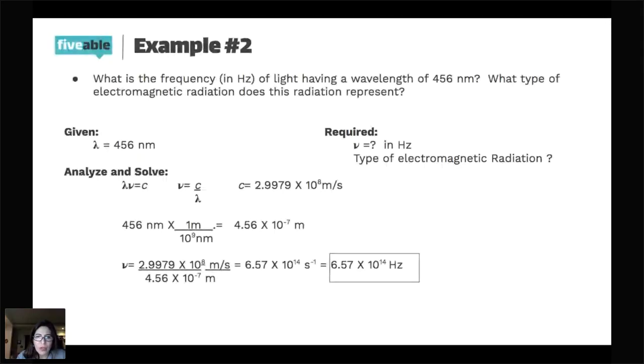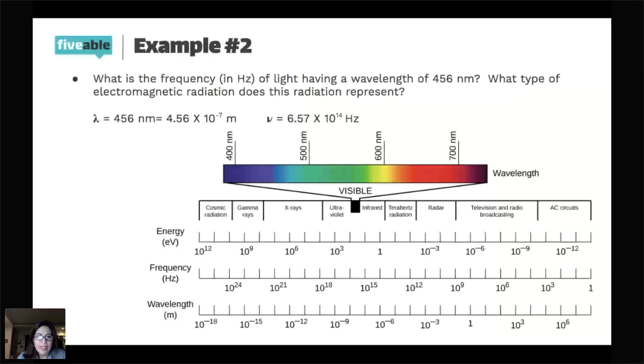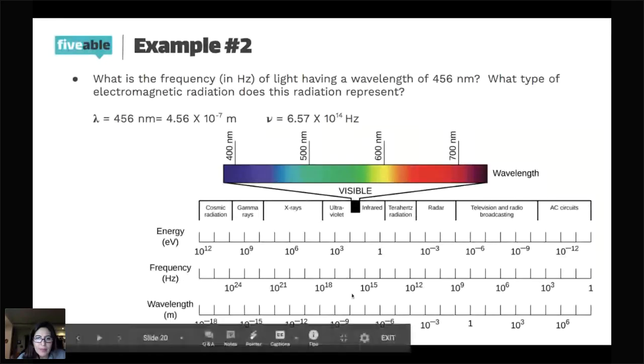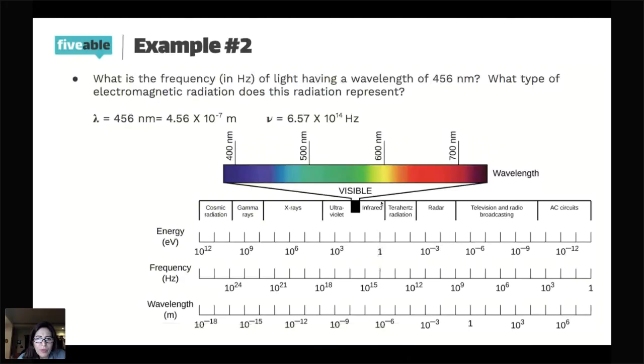So now we are going to find these values on the chart. The wavelength is in the levels of 10 to the negative 7, and the frequency in the levels of 10 to the 14 hertz. So we are more or less here, and that stands for the infrared radiation. Any questions? Okay, we're going to move on.